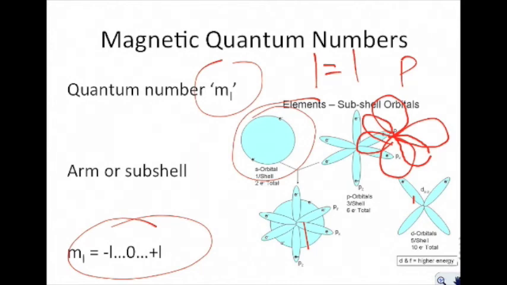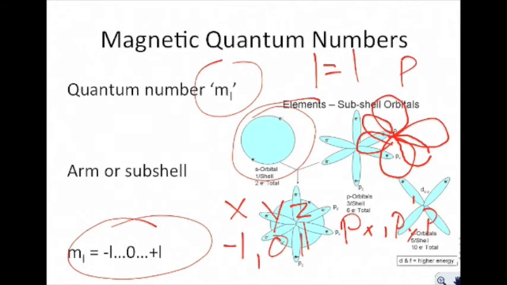Now there is no difference between -1, 0, and 1. Okay, there's no difference in energy. What we tend to say though is there's X, Y, and Z. Okay, so we would say Px, Py, Pz. We can't do that with D because D actually has 5 orbitals and there's not like an X, Y, Z, A, B dimensions. So we would say D -2, D -1, D0, D1, D2, and then you can do the same thing with F.